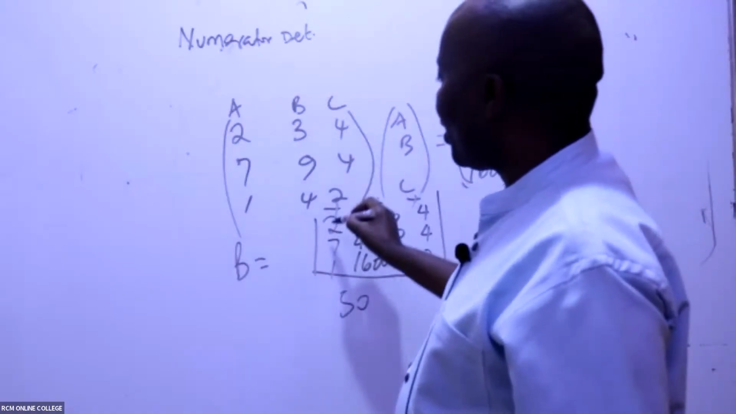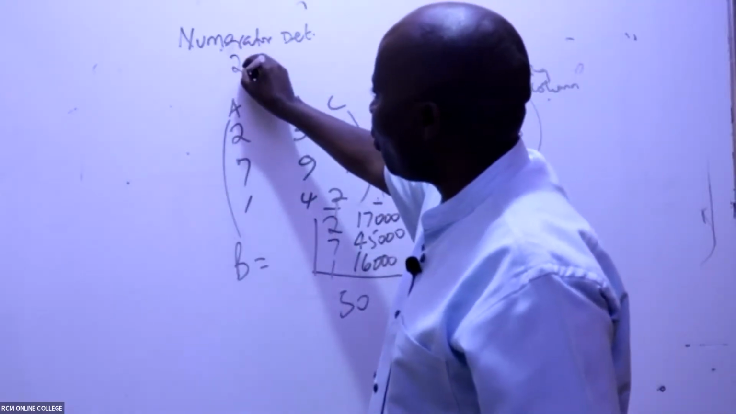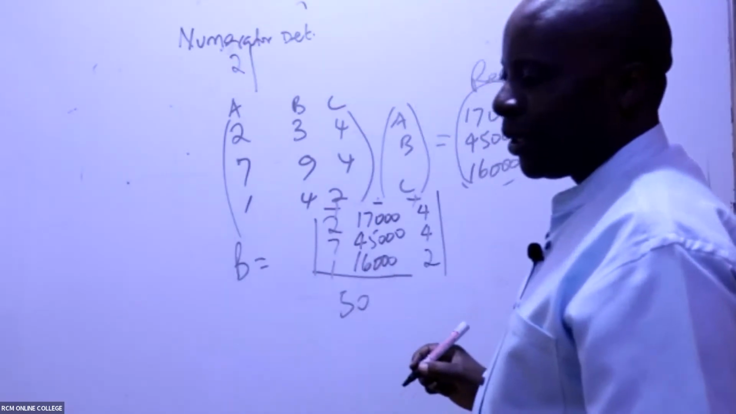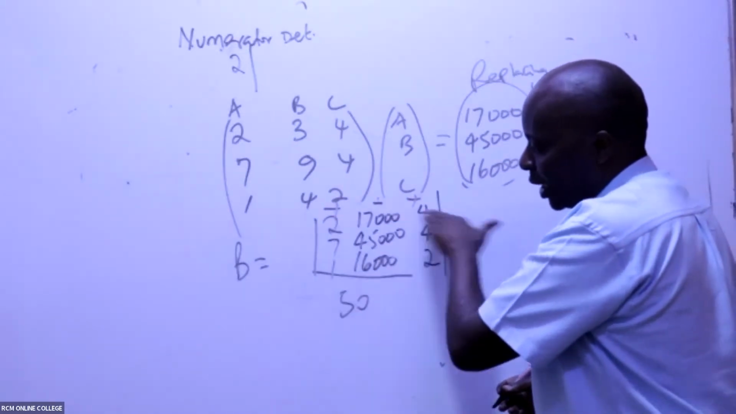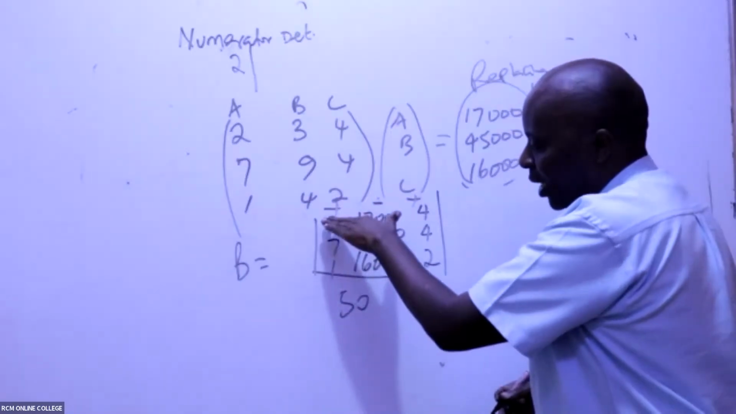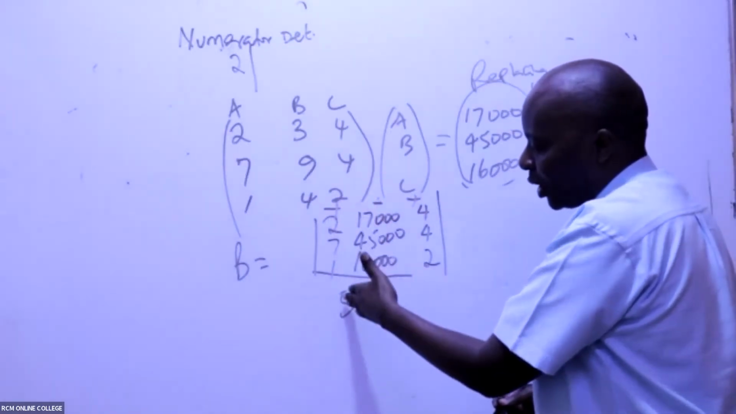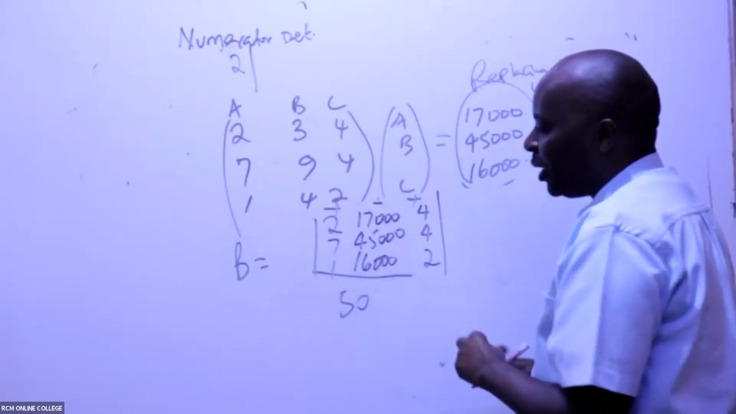So we start with the first one here, which is 2 into... Remember, if we are using 2 here, then this has to disappear, this has to disappear, this has to disappear, this has to disappear. So the leftovers will be these 4.